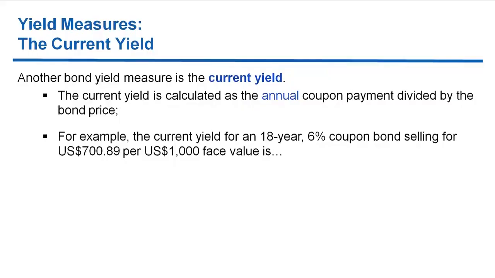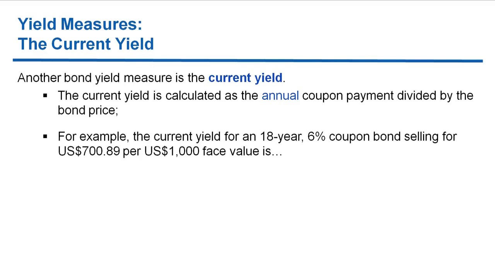Now, in this lecture, we continue to explore the different yield measures associated to bond investments. And the first of these measures is a measure called the current yield. So the current yield basically is calculated as the annual coupon payment divided by the bond price, right?